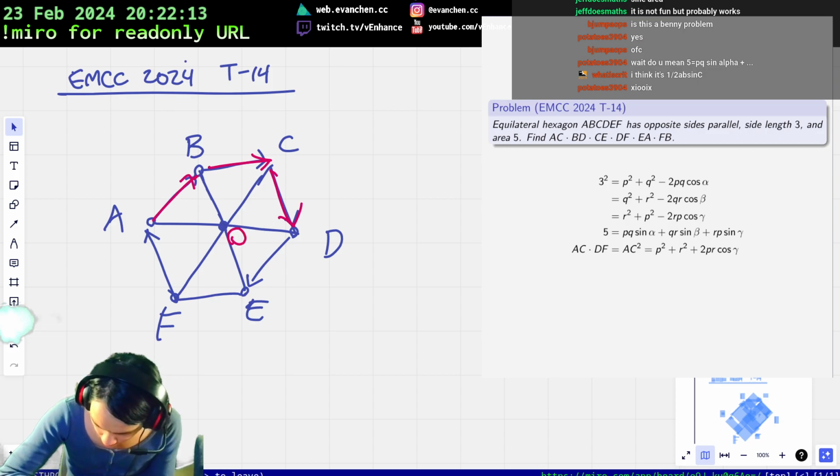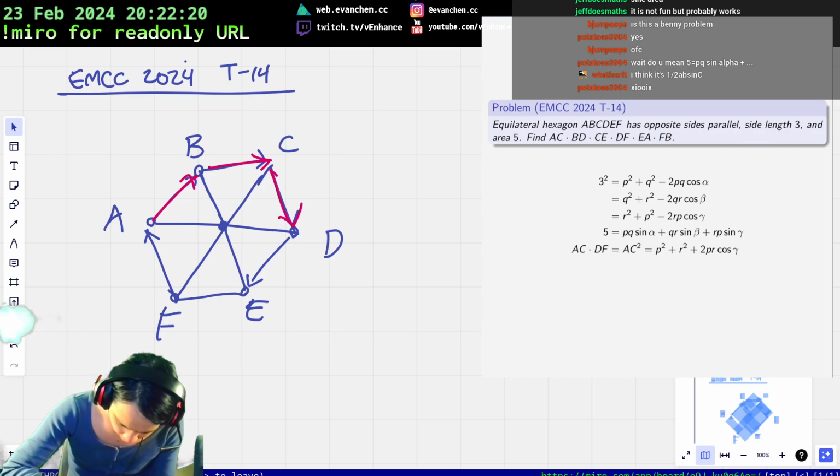But if I don't want to do this, I need some different way to access the area, which you can. So I guess I can try the side thingies.